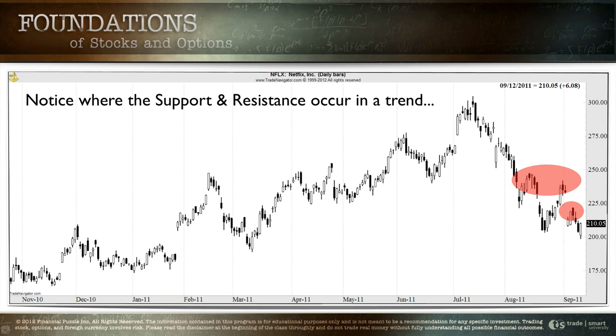All the same. It's the price points where the buyers or the demand outweigh the sellers, or vice versa. Consequently, the market maker has to go make the market and match everybody up. Okay? So where do these things occur?